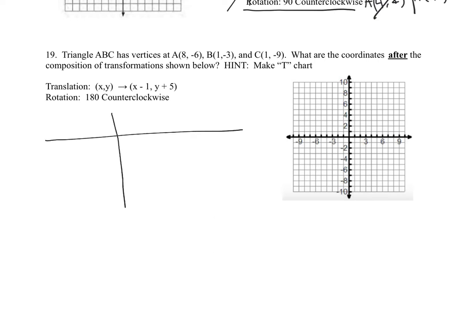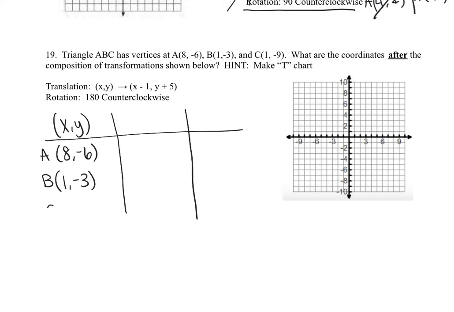Since it's asking for 2 transformations, we're gonna need 3 columns. The first column is always the originals, which are x and y, and we're gonna write down those coordinates they gave us. A was at 8, negative 6, B is at 1, negative 3, and C is at 1, negative 9. All right, so let's go ahead and make our changes. Remember, you have to go in their order. So the first thing we're going to be doing here is the translation.